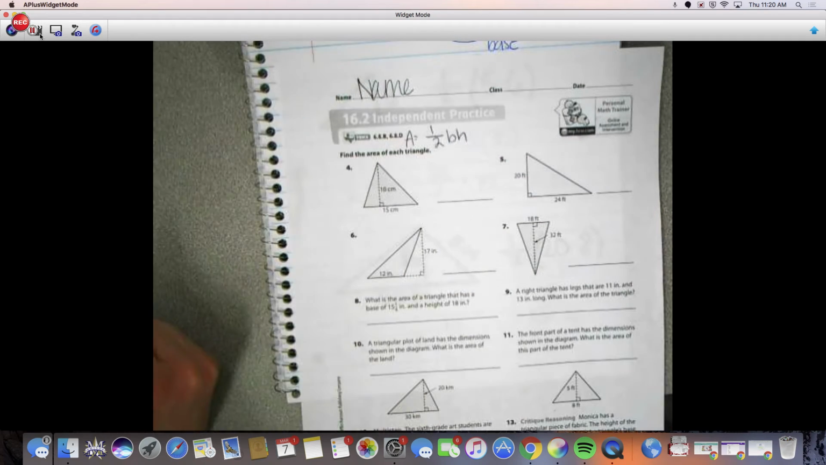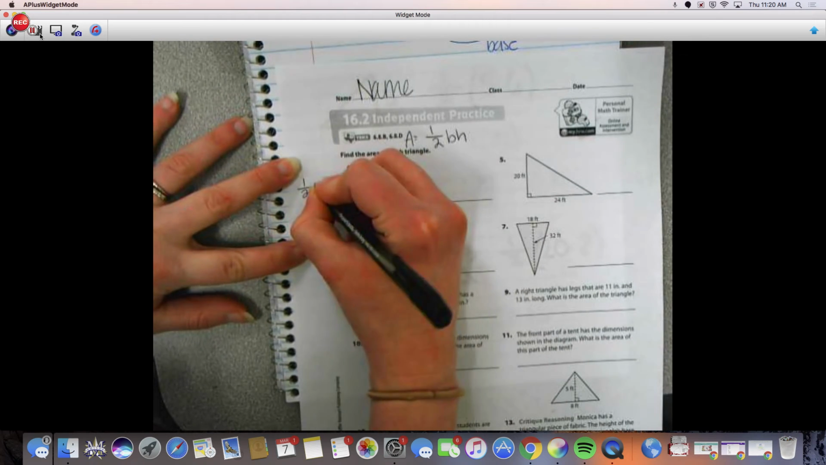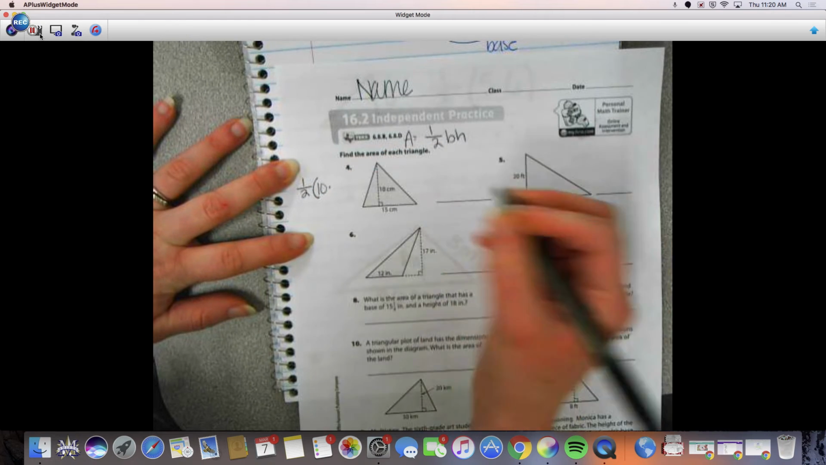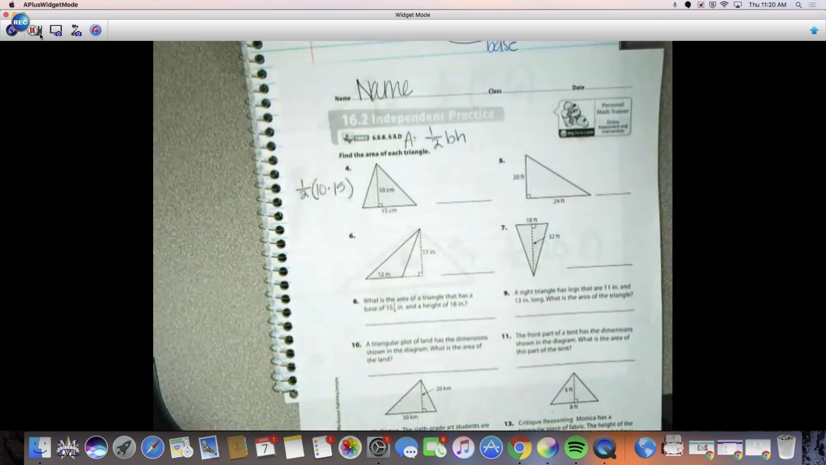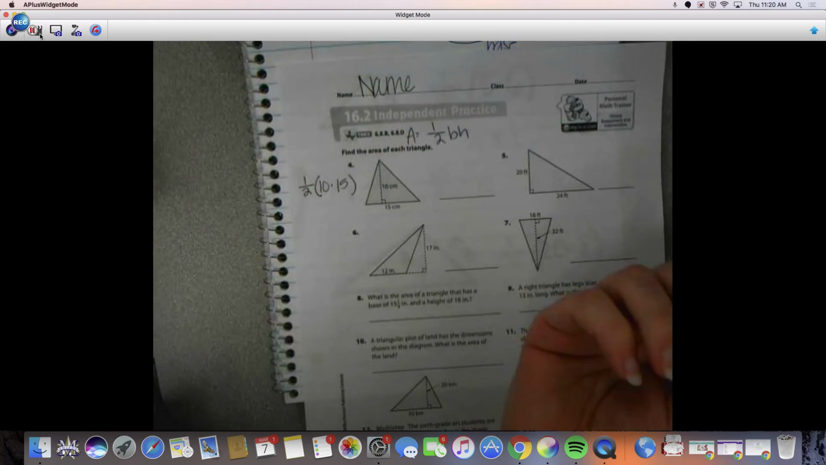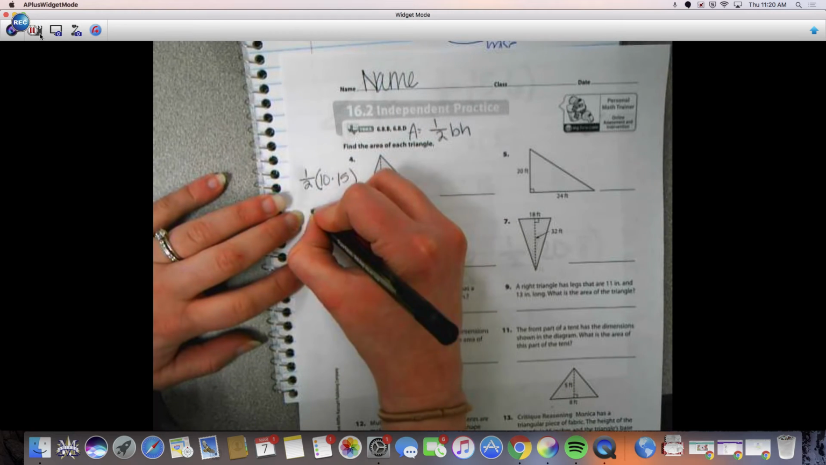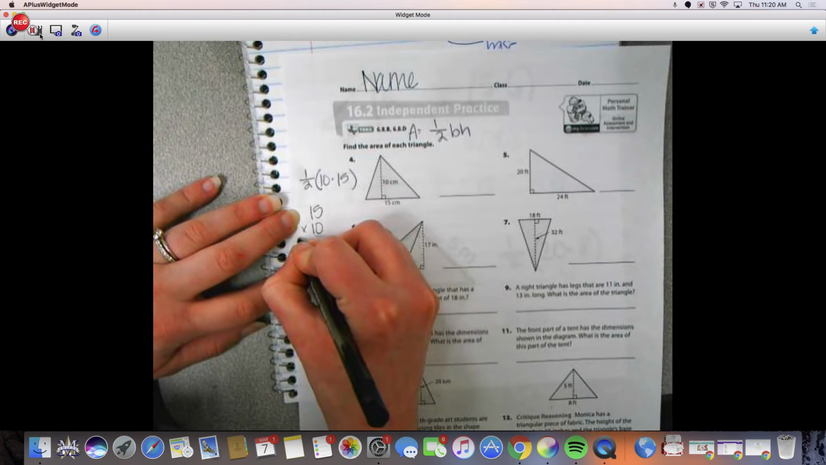Let's start with number 4. We have 1/2 times 10 times 15. I reversed those. I did height times base. It's fine. They don't give you a ton of room to write here, but we're just going to write wherever we can. So, I'm going to do 15 times 10.